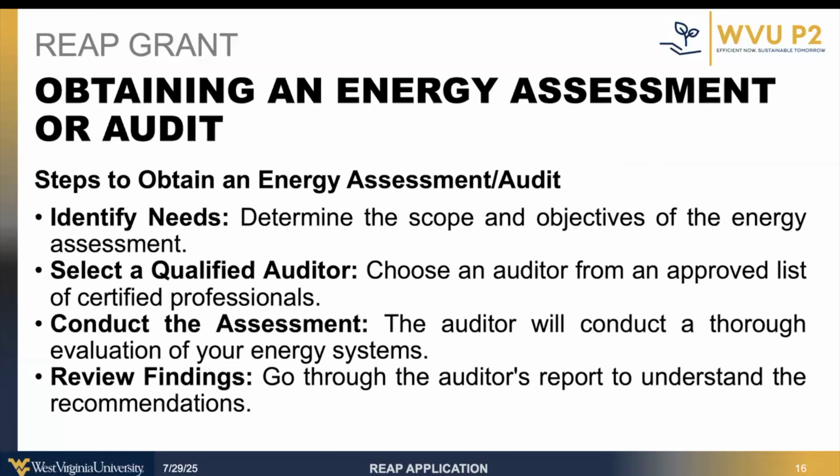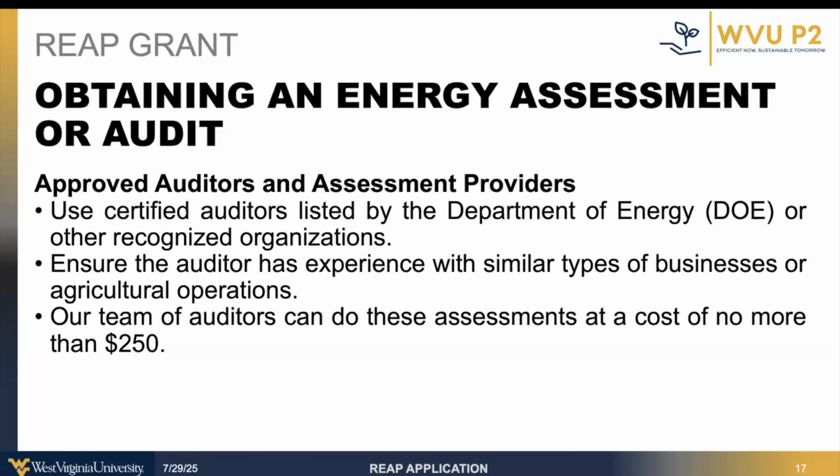If you're applying for energy efficiency improvements, you'll need an energy audit. That means assessing how much energy your building or equipment uses now and where savings can happen. You must use a certified provider, like someone listed through the Department of Energy. Our pollution prevention WVU team offers these audits for $250 or less, and they meet all REAP guidelines.